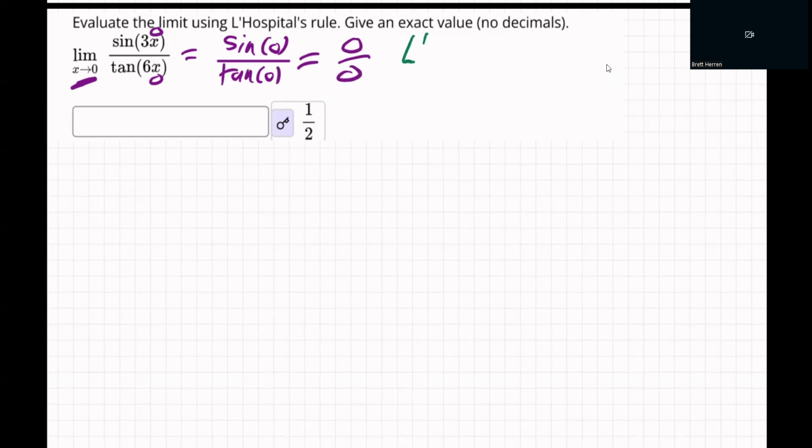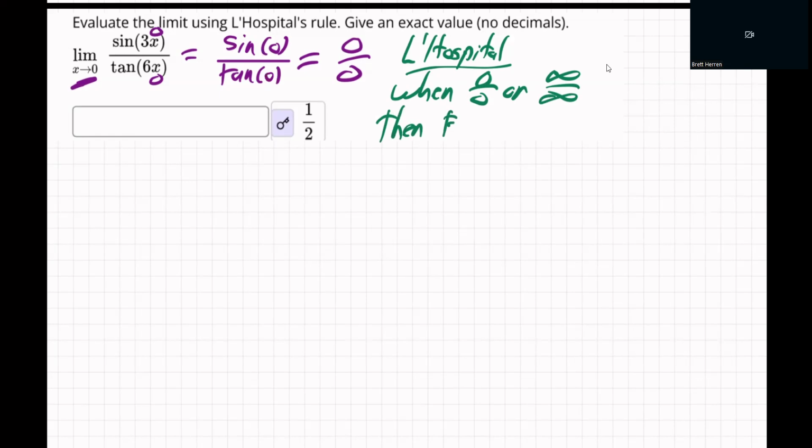L'Hopital's rule basically says whenever you get 0 over 0 or infinity over infinity, then take the derivative of the top and the bottom separately. So that's what we're gonna do.